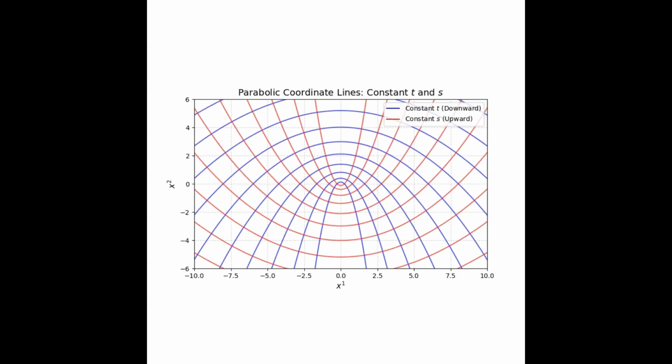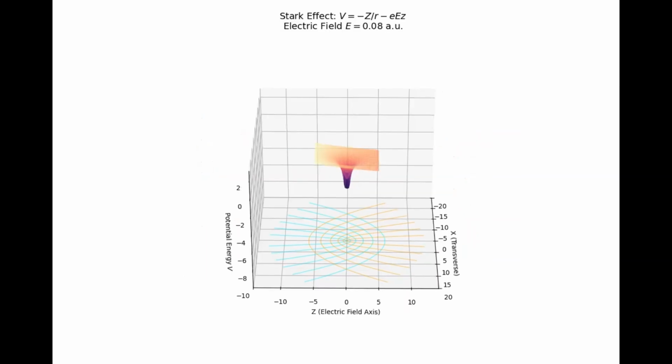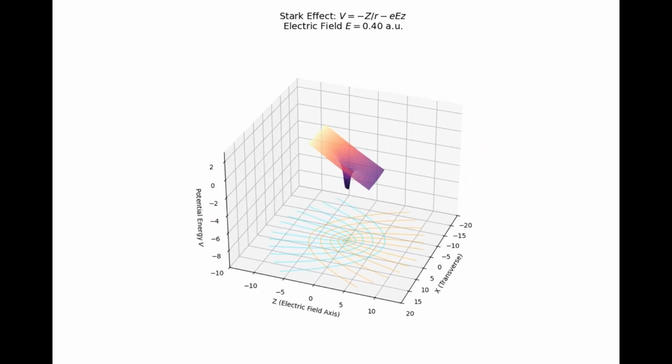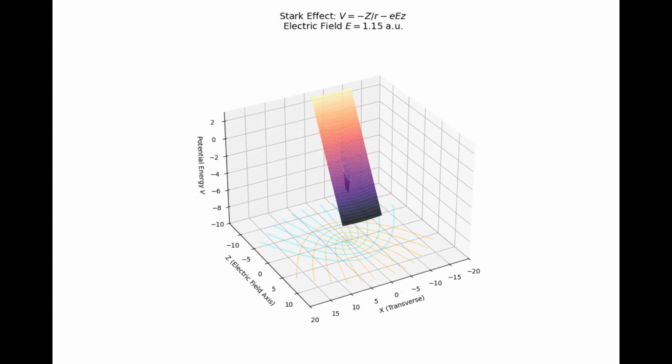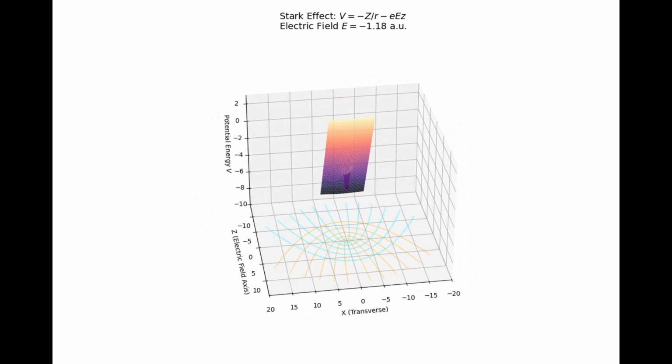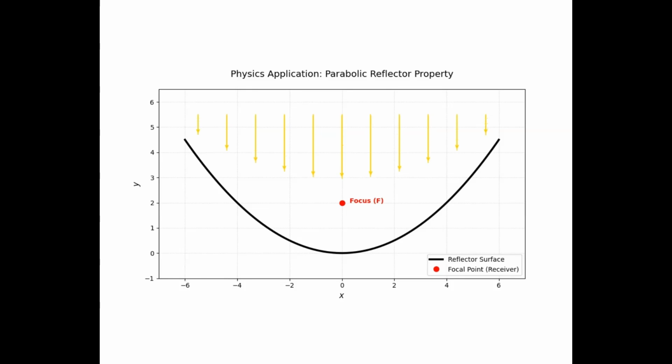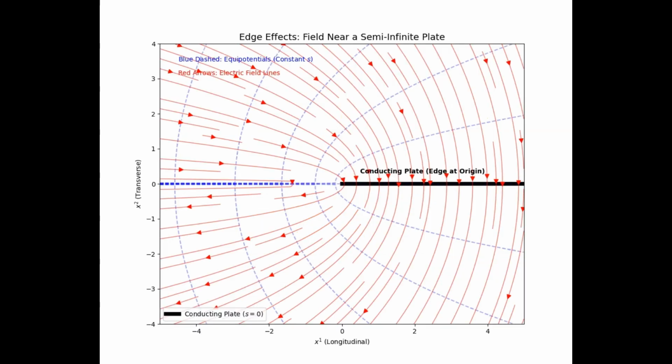The knife edge mystery. Potential theory. Parabolic coordinates are also the natural choice for studying edge effects. Consider the razor-sharp edge of a conducting metal plate. If you were to look at the electric field near that edge, you would find it becomes incredibly dense and intense, mathematically infinite at a perfectly sharp corner.